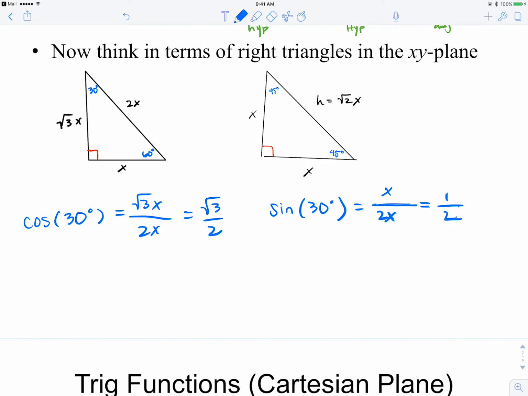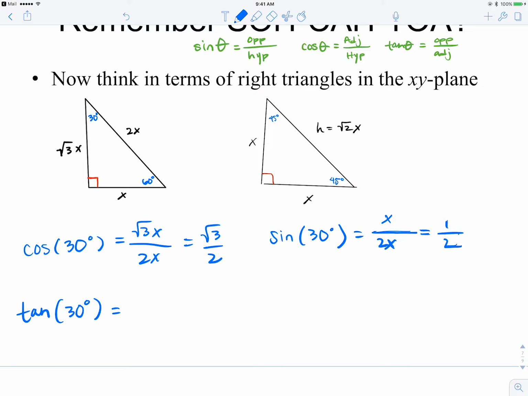Tangent of 30 degrees. Oh, see, now it's thicker. So tangent of 30 degrees. What is the side opposite 30 degrees where you said it's x? And then the side adjacent to 30 degrees is root 3x. So that would be 1 over root 3, where if we rationalize, we get root 3 over 3.